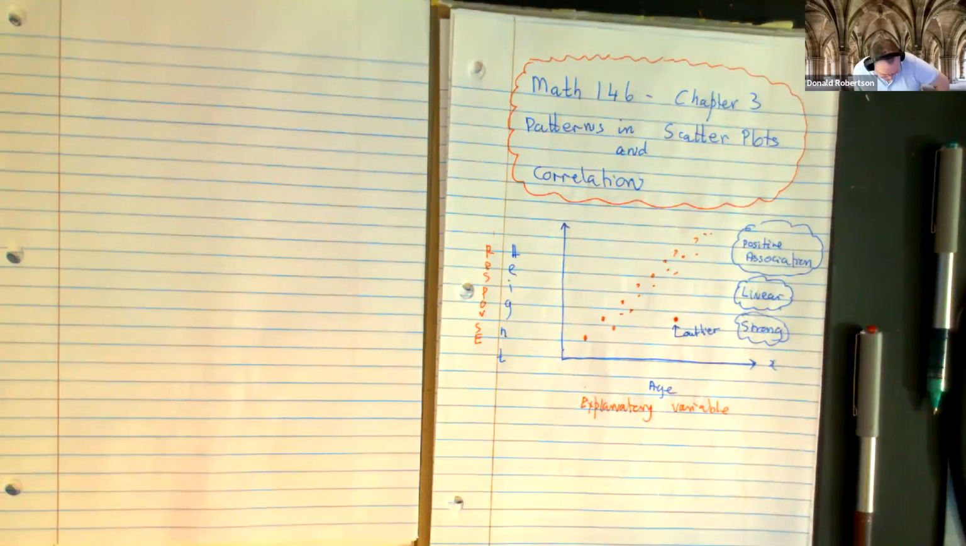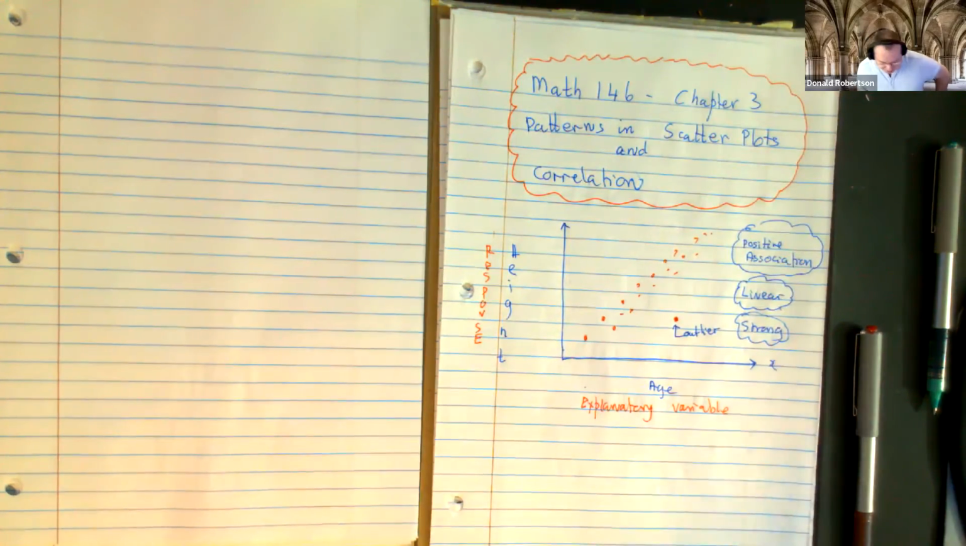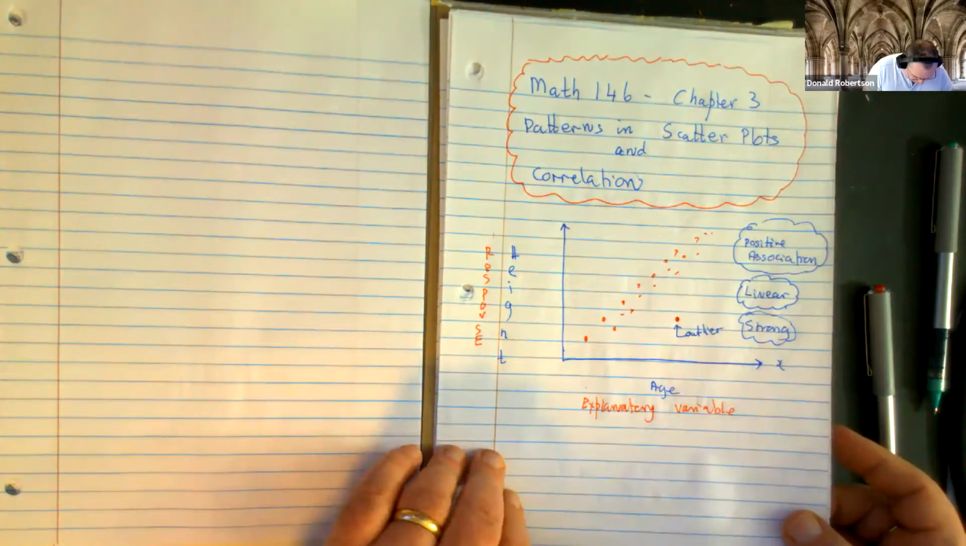Apart from giving you stories and asking whether it is a positive or negative association, like age against height of children would be a positive association, as you get older you get taller, that type of thing. That is kind of where we left off.